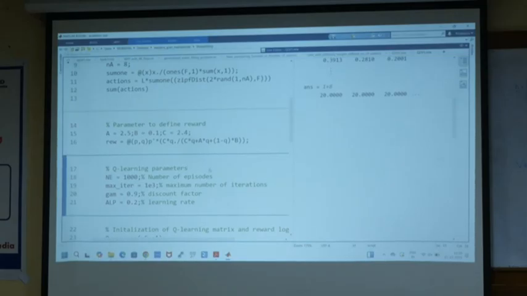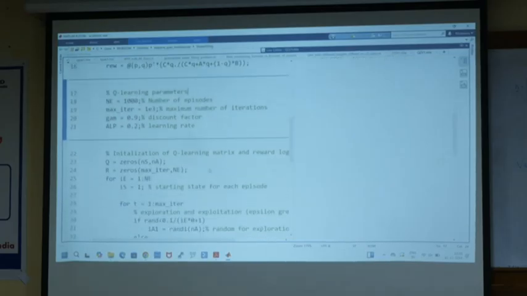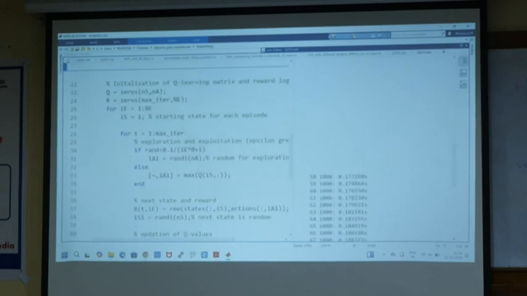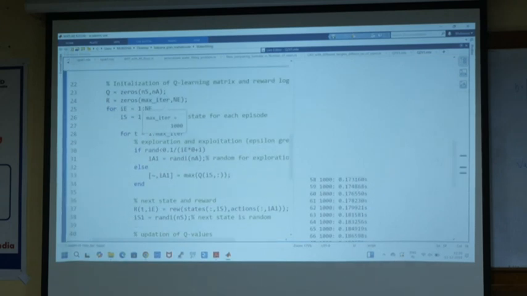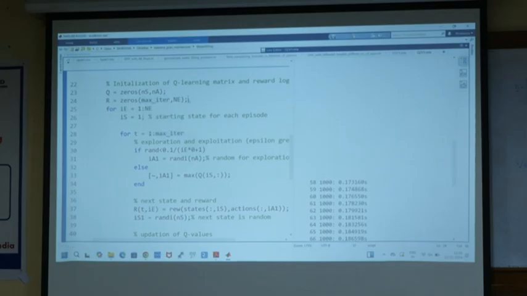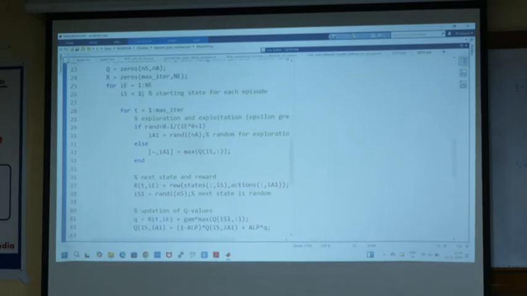So we are doing the conventional Q learning. Here we define the parameters similar to the previous grid world problem, and these are the Q matrix and the reward matrix to store the reward. The starting state is state 1. You can also choose a random state, no problem. And this is the epsilon greedy again. Okay.